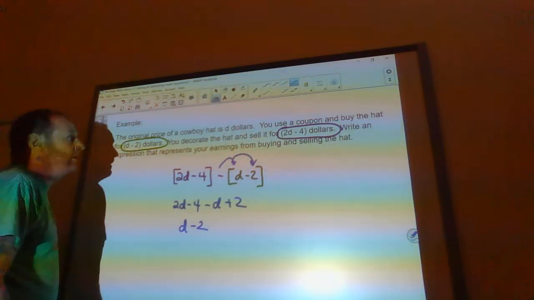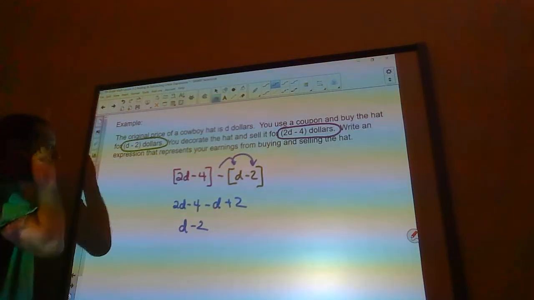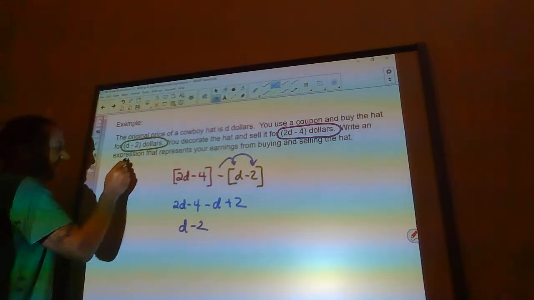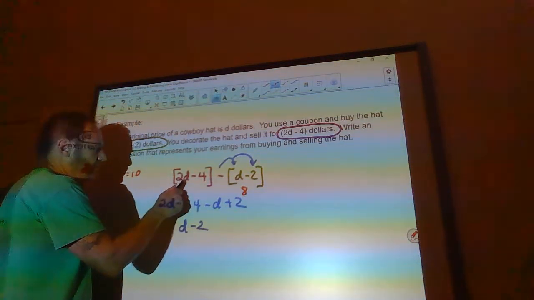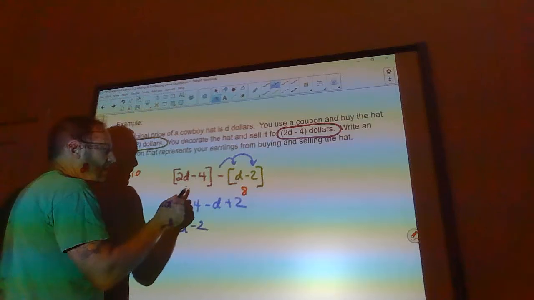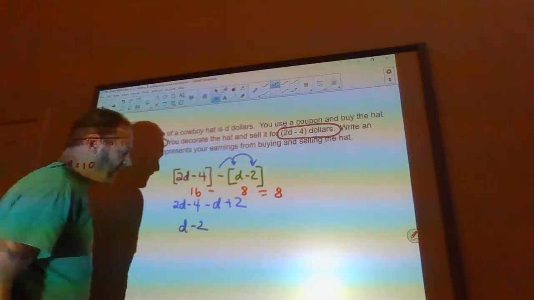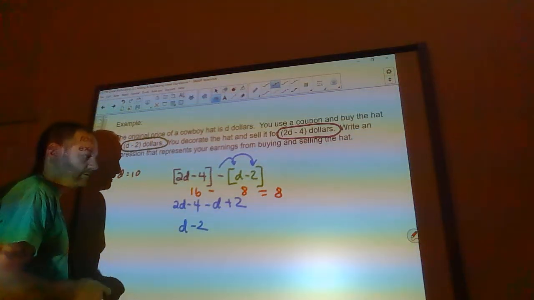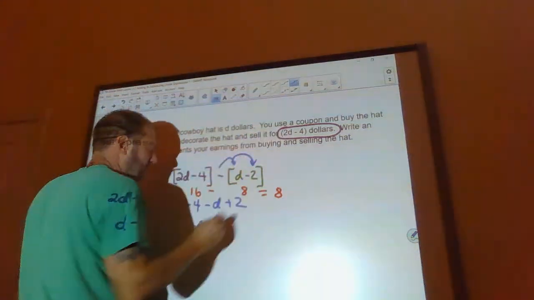Okay, so for example, let's say that D was $10. I bought the hat, the price of the hat was $10, but I got a coupon, so that would be $8. So this would be 8 right here. Remember, D is 10. This is just our example. So this would be 20. 10 times 2 is 20, minus 4 is 16. So my profit would be $8. So if D is 10, 10 minus 2 is 8. There's my profit right there. So I checked it out, it worked.